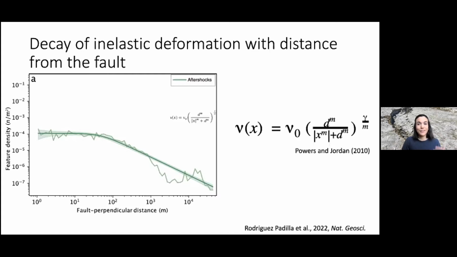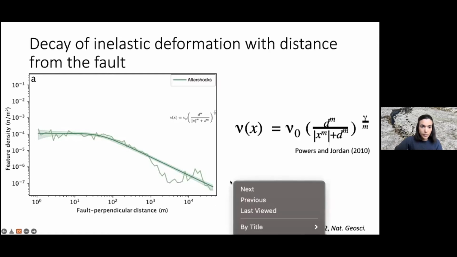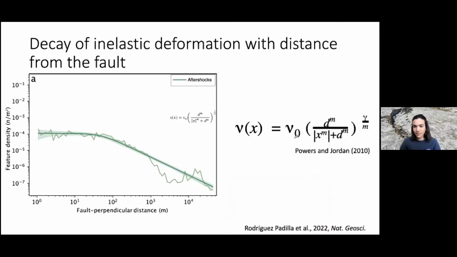Okay, so to investigate the distribution of inelastic deformation with distance away from the fault, we quantify the decay of fracture density, aftershock density, and strain intensity from stacked profiles across the rupture. We measure the nearest distance between each damaged feature and the main fault. We do this in 2D for the fractures and in 3D for the aftershocks. We fit this decay using the relationship from Powers and Jordan 2010, which is shown on the right side of the image here.